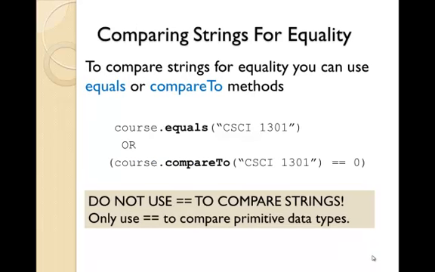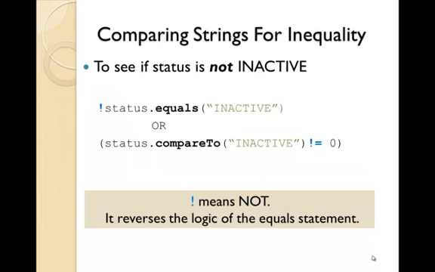To compare strings for equality, you can use the equals method or the compareTo method. Either will work, but you cannot use equals equals. Equals equals is only used for comparing primitive data types, and it does not work for strings. To see if the status is not inactive, you use an exclamation point before the exact same two methods, the dot equals method or the compareTo method.